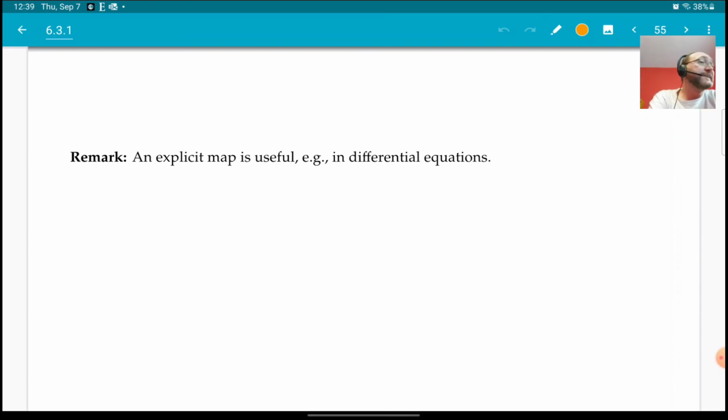So you might, for example, in differential equations, there are lots of differential equations that transform nicely under biholomorphic maps. And once you have a disk, it's much easier to work in a disk than it is to work in a complicated domain. So you might as well try to get everything into a disk.